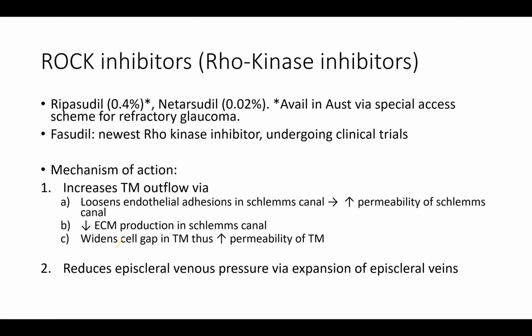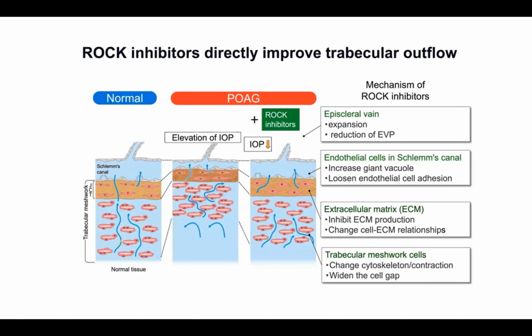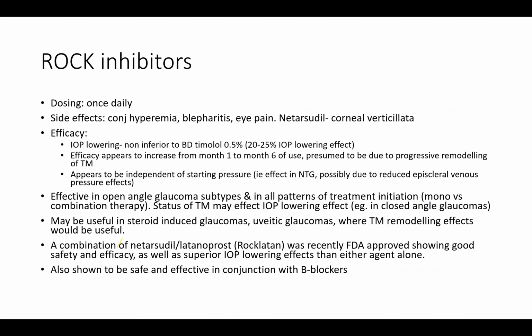It reduces the episcleral venous pressure, so it expands the episcleral venous plexus and reduces the downstream pressure. So this image basically shows how Rho kinase inhibitors effectively remodel the trabecular meshwork outflow pathway. And if we look at their dosing, it's a once-a-day dose.